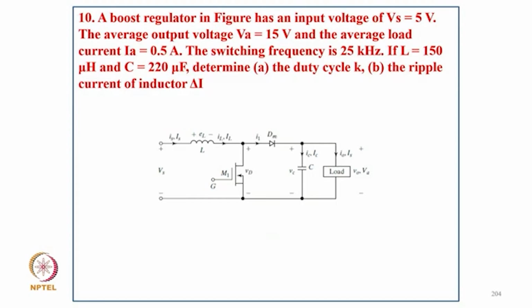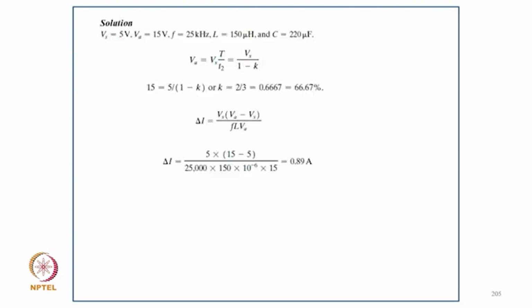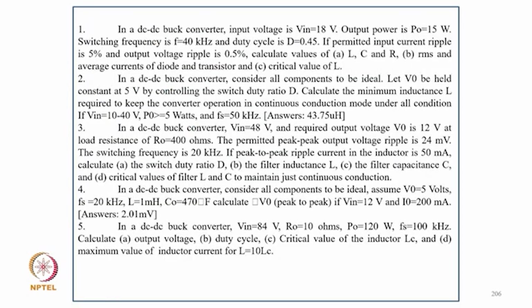So coming to problem number 10: a boost regulator in the figure has an input voltage of 5 volt, average output voltage 15 volt, and an average load current of 0.5 ampere, switching frequency 25 kilohertz, L equal to 150 microhenry, C equal to 220 microfarad. Determine the value of duty cycle and ripple current in the boost converter. So VA equal to VS upon 1 minus K, so it comes to a duty cycle of 66.67%, delta I equal to Vs upon L times (VA minus Vs) upon VA F, so delta I becomes here 0.89 ampere.